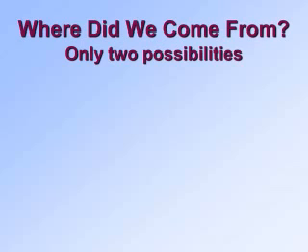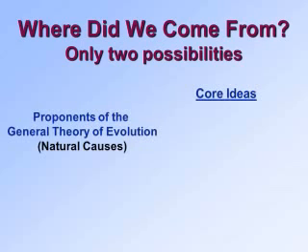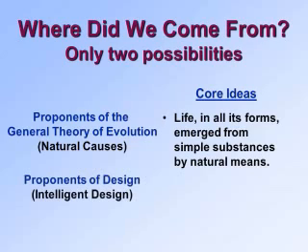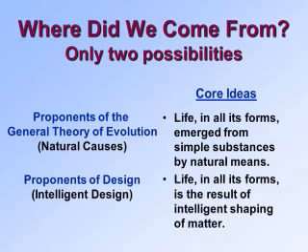All right. I don't believe there's more than two possibilities. You either came about by natural causes, which is Dawkins' position, and many others, or you came about by intelligent design. That is, life in all its forms is a result of intelligent shaping of matter. Somewhere in the process, there had to be intelligence or it never would have happened. That's my position. I don't believe there are any other answers, ladies and gentlemen.